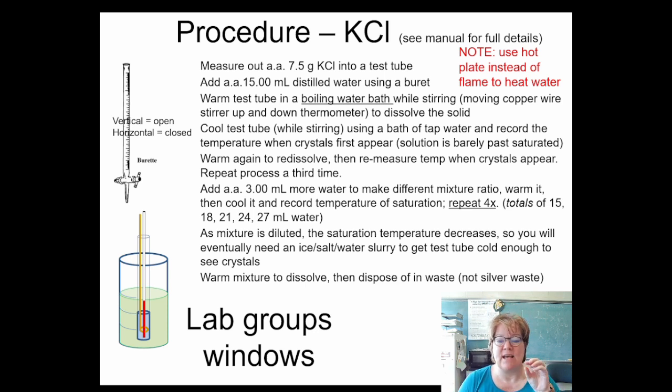You're going to start with 7.5 grams of KCl. In a test tube, you're going to add 15 milliliters of water. That's going to be your good initial ratio. And you'll use a hot water bath that's been sitting, instead of on a flame, you're going to use a hot plate. Works the same. And you're going to heat it up till it's all dissolved.